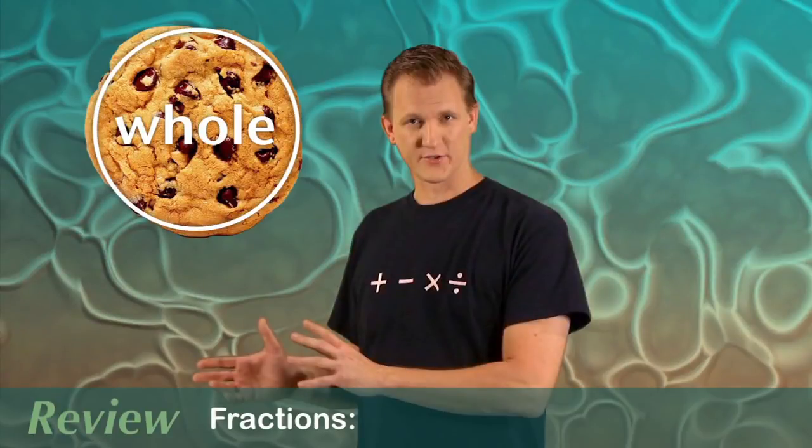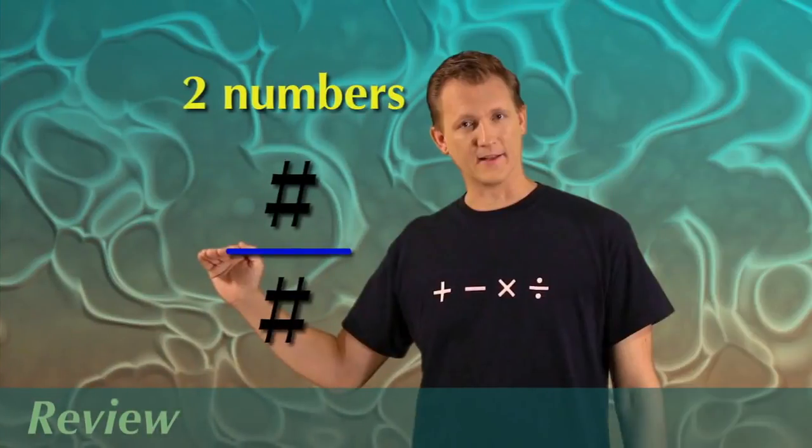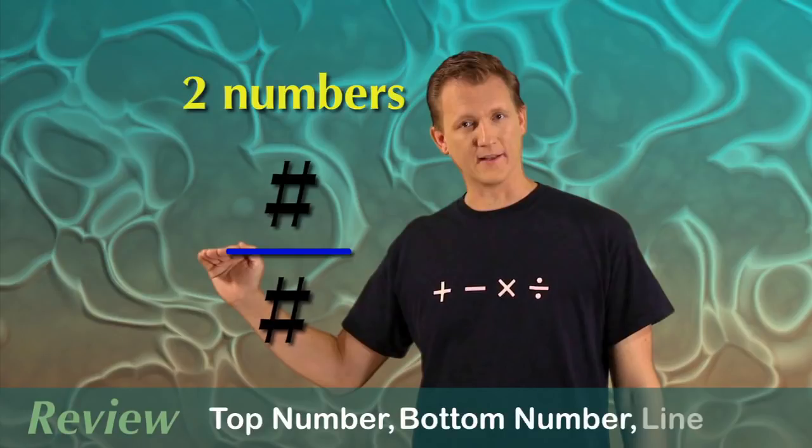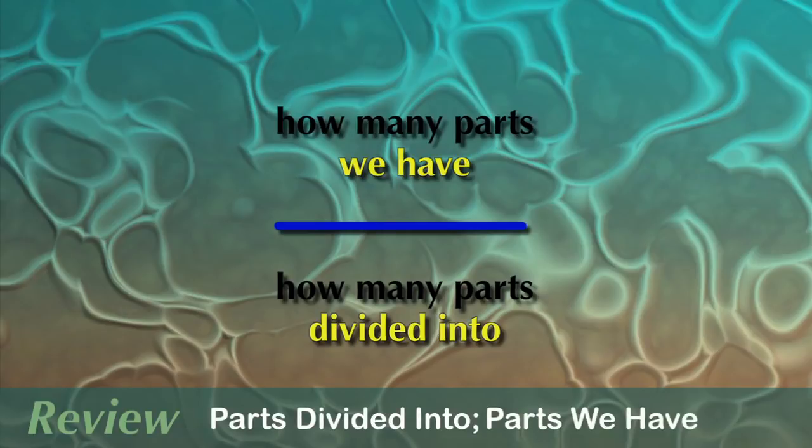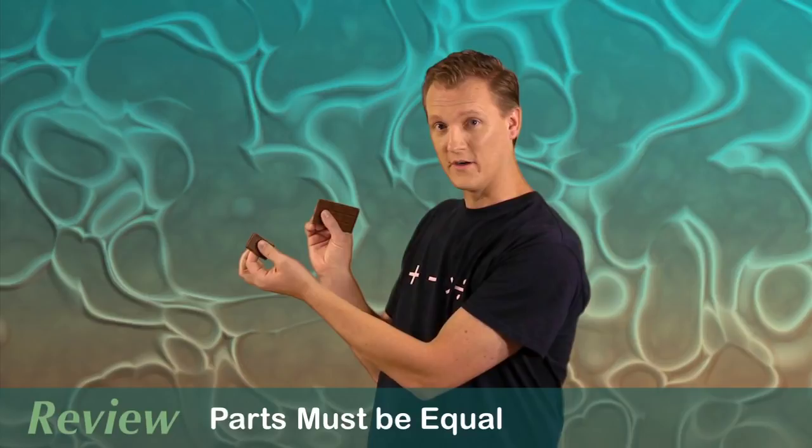But before that, let's review. Fractions are used to represent parts of a whole. Fractions are written in the form of a top number over a bottom number with a line between them. The bottom number represents how many parts the whole is divided into, and the top number represents how many of those parts you have. And finally, the parts that a whole is divided up into must be equal for fractions to work right.